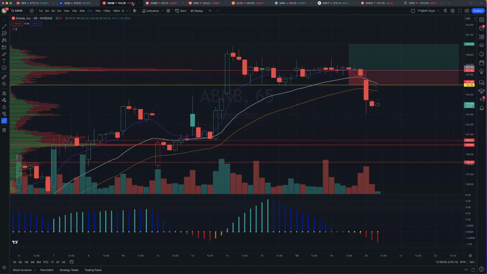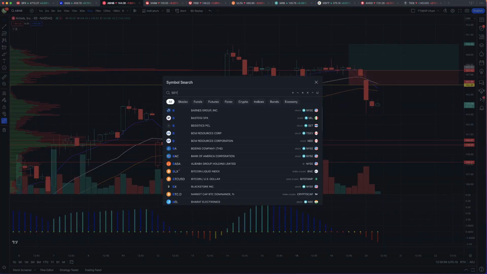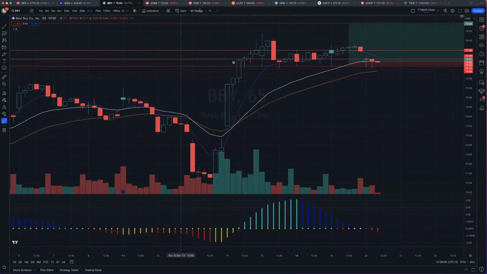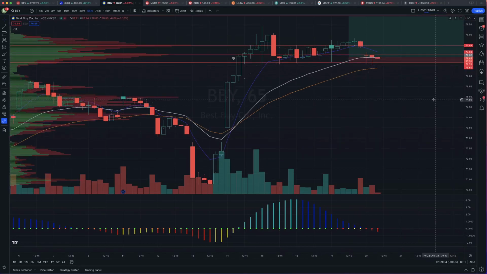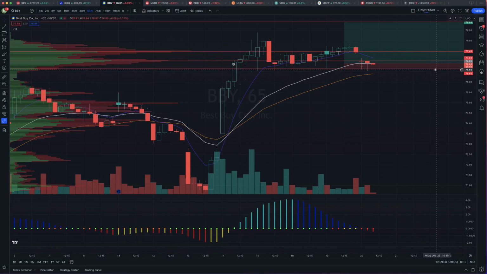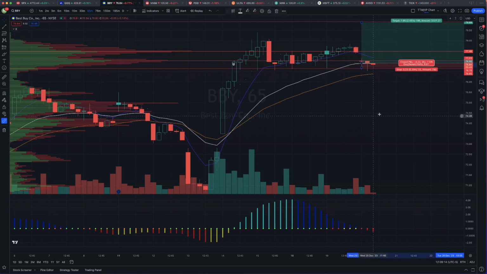What's my other one here? I had BBY. It's holding okay. I'd like to see it move a little bit better, but it's holding support just fine. I should probably back this up to when I actually took the trade, which was this morning.